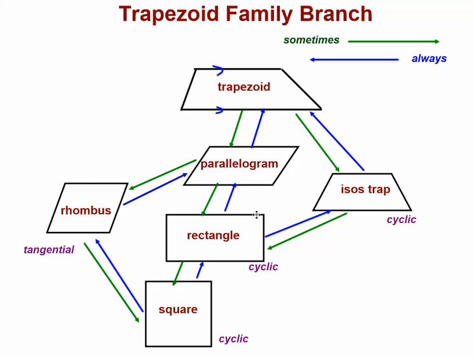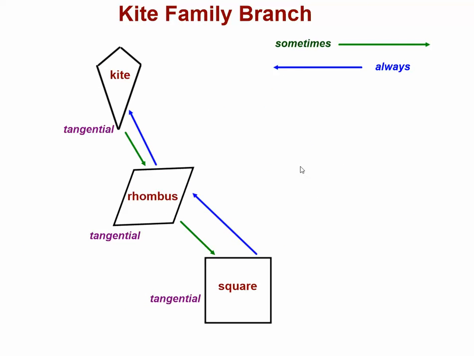Rectangles have further restrictions. The interior angles are now 90 degrees. So we have perpendicular relationships on these sides. So some parallelograms are rectangles. And then we have further restrictions on the square, where some rectangles are squares. Again, sometimes is green, always is blue. Let's move on to the kite family branch.